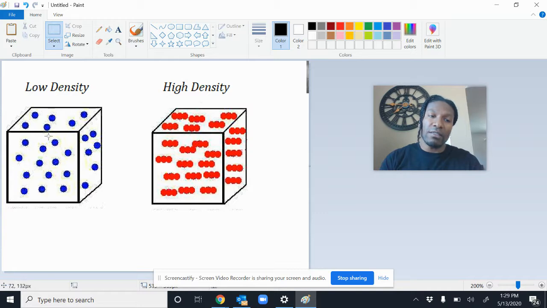Hopefully, you're thinking this box on the left, because the molecules are so spaced out, there's a lot of room to travel between the molecules. In this high density scenario, the molecules are so close together that the gaps are smaller, making it more difficult to travel through. This is how waves operate.